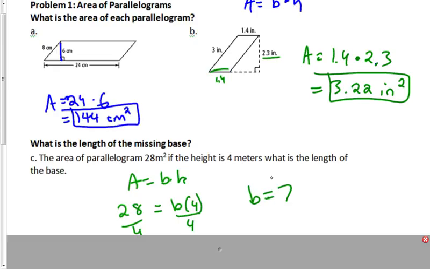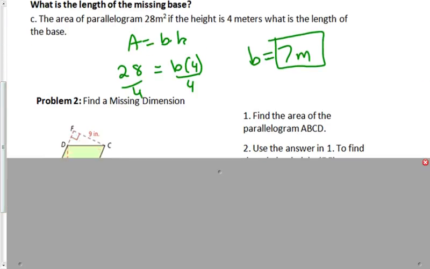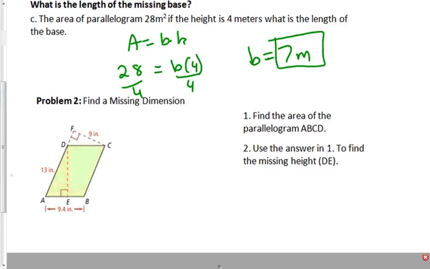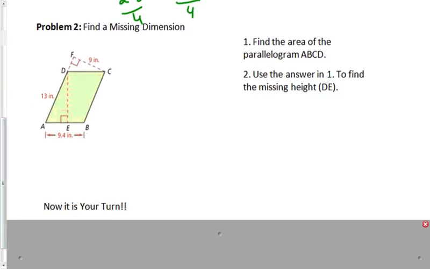Now think about this problem. It's asking for the base length. So it wouldn't be, in this case, meters squared, because it's not asking for the area, it's just 7 meters. All right, this is a little bit more tricky of one. Problem 2, we have here finding a missing dimension.